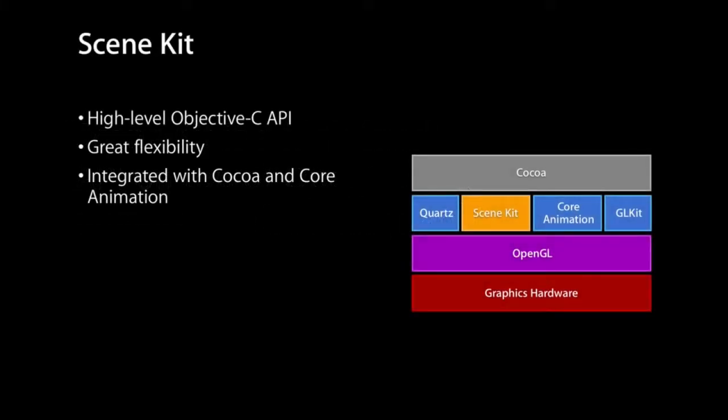SceneKit is an Objective-C API. You can use it for all the use cases I mentioned before. It is not tied to a particular use case. It's integrated with Cocoa and Core Animation for a seamless and simple integration into applications.